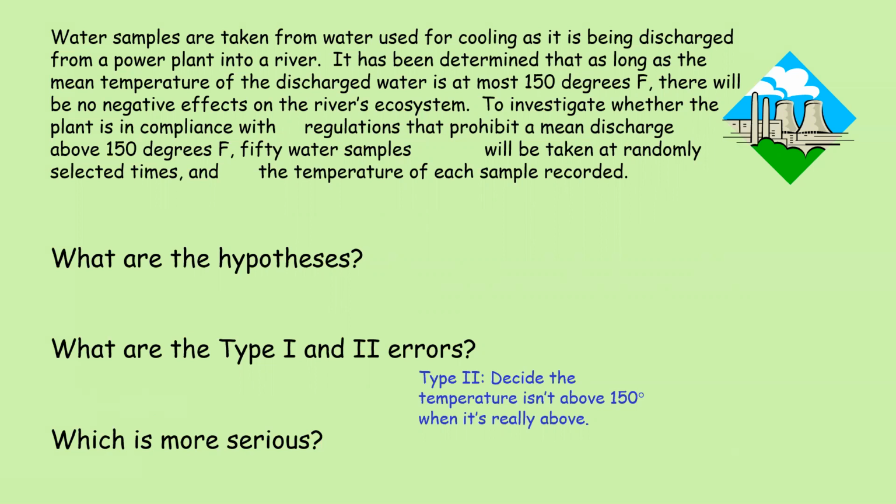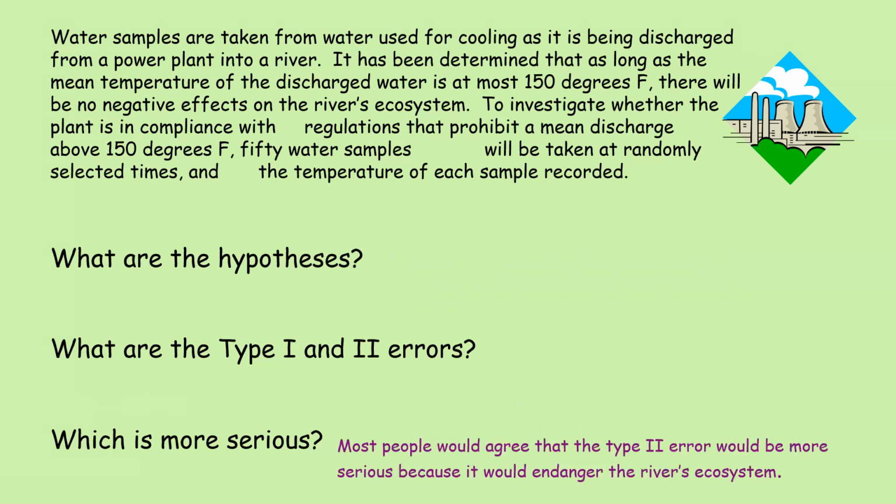So which is more serious? Most people would agree that the type 2 would be more serious because it would endanger the river's ecosystem. Okay, so we don't want to be inserting bad chemicals into the water. That would be worse for people.